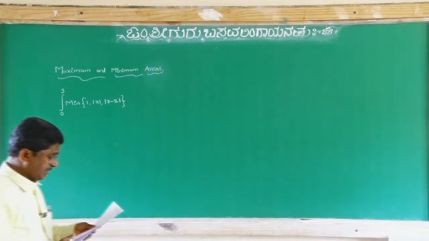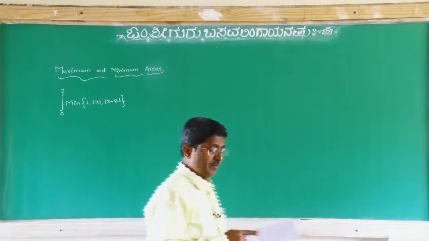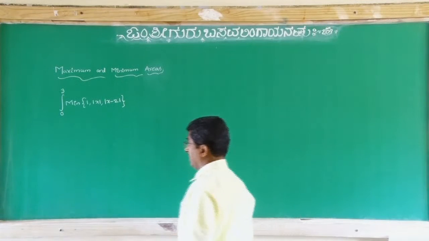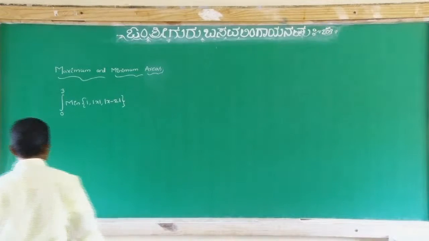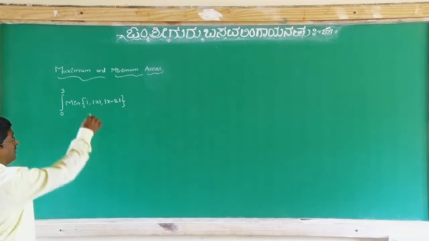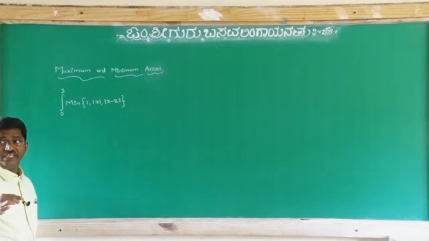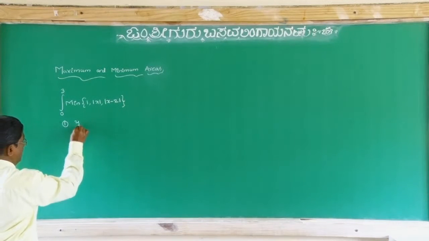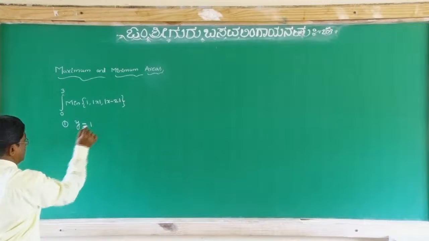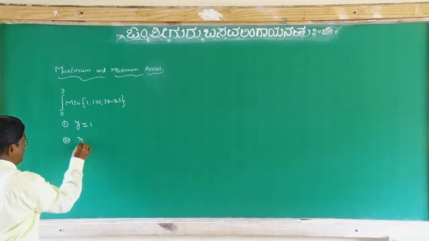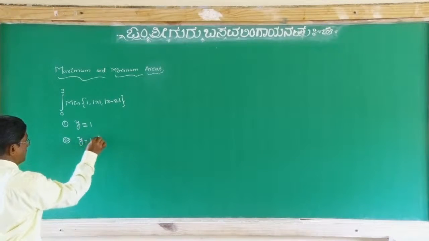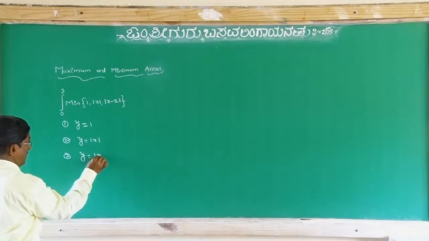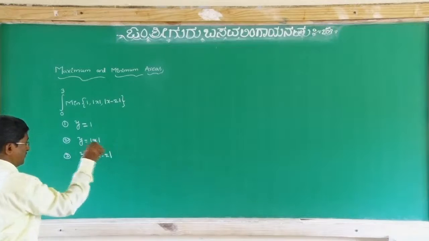All of you know, we have to calculate the maximum and minimum of the function over the interval 0 to 3. First of all, we can consider the 3 functions given. Y is a function of x. The first one is y equal to 1. The second function is y equal to modulus of x. The third one is y equal to mod of x minus 2.